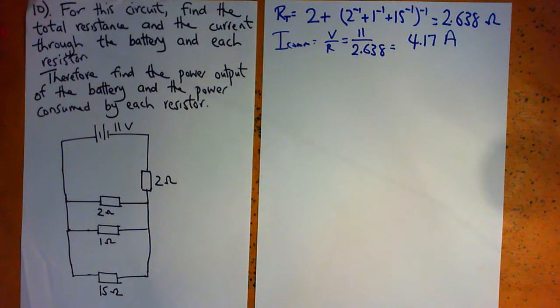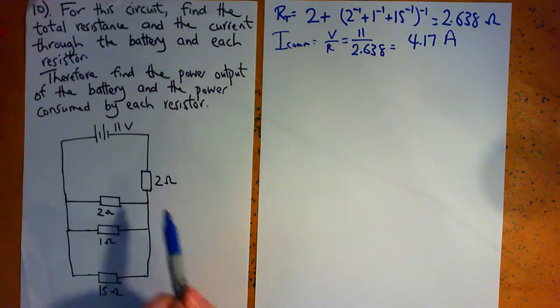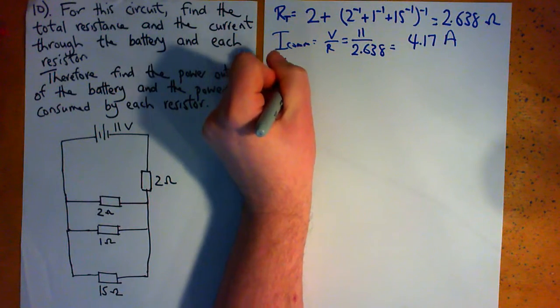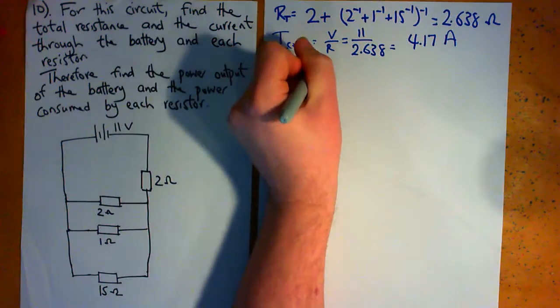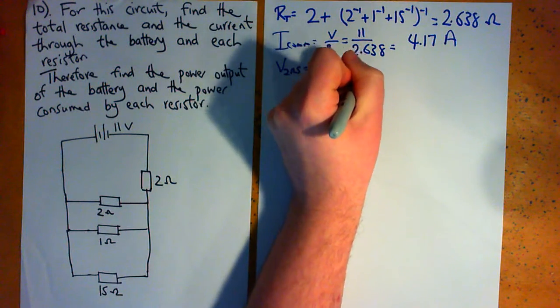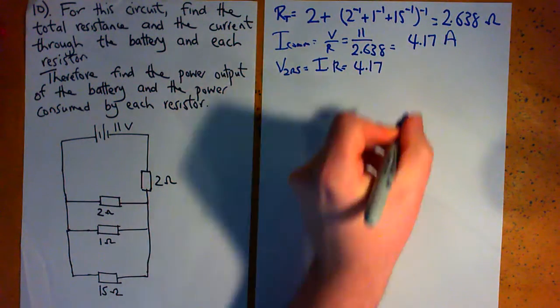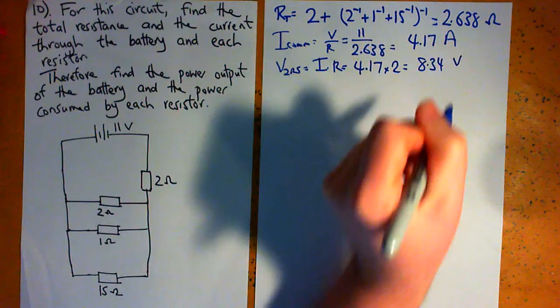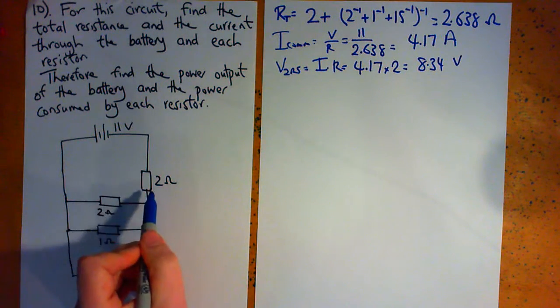Now we need to find the voltage going across each of the resistors, which is going to be the same. But in order to get that, we need the voltage across the 2 ohm series resistor, because what's left over is going to be the voltage that the parallel resistors experience. So the voltage of the 2 ohm series resistor is I times R. The current going through it is 4.17 amps times its resistance of 2, giving us 8.34 volts.